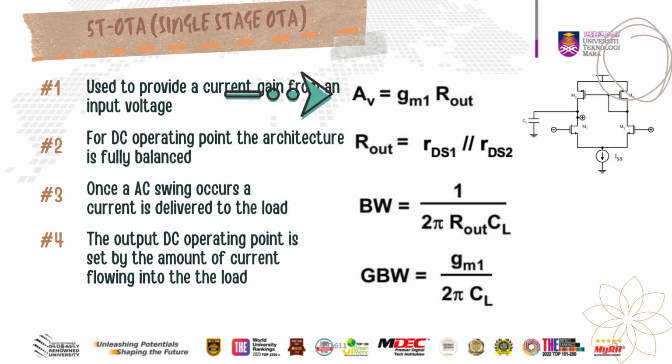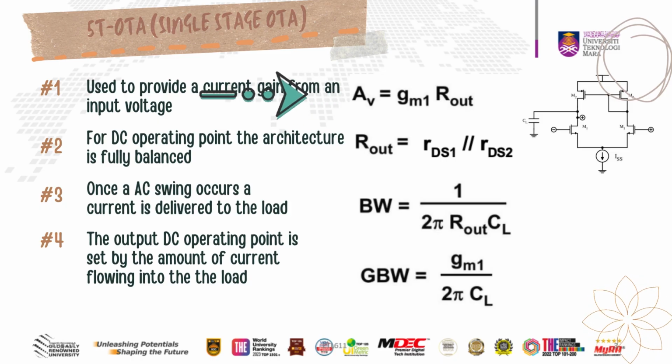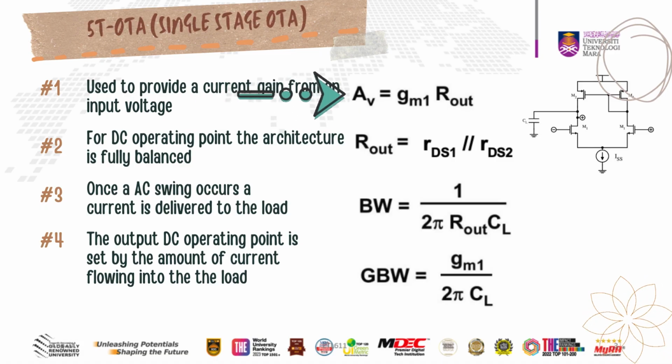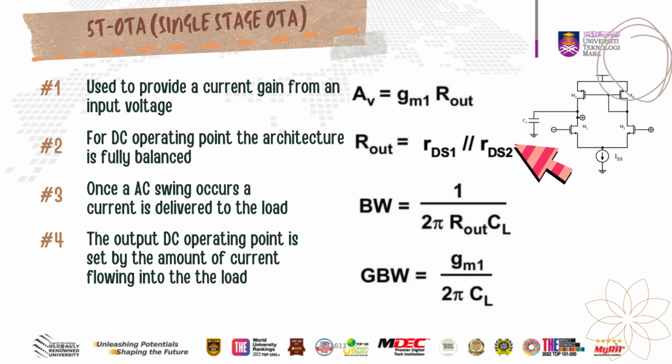The first equation is Av equals gm1 times Rout. This equation represents the voltage gain of the amplifier, where gm1 is the transconductance of one of the transistors and Rout is the output resistance. The second formula is Rout equals rds1 parallel with rds2. This equation defines the output resistance as the parallel combination of the drain-source resistance of the two transistors.